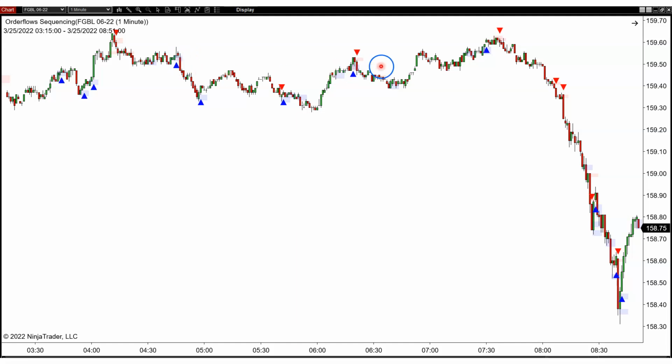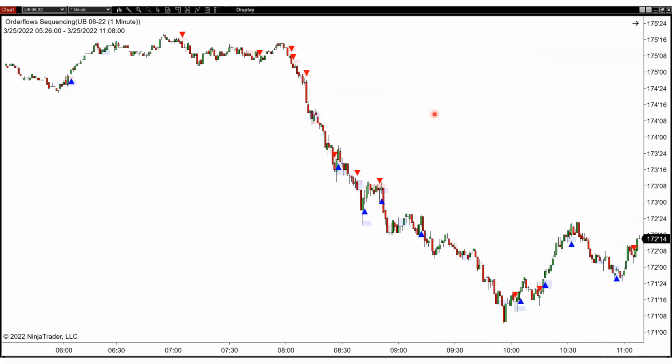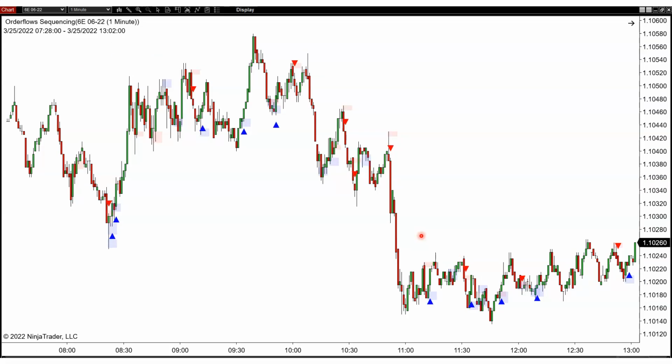That's why we draw these zones. You can have them drawn until they test again, which I'll show you in a bit. This is Ultra Bonds. Okay, so you can see it's catching the nice major moves. But again, there are a couple small losses here and there, but unfortunately, there's nothing that's 100% in trading. Here's Euro currency. Okay, you see it's picking nice turning points here.